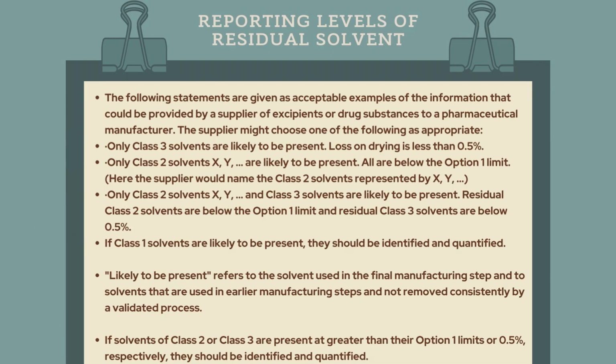If Class 1 solvents are likely to be present, they should be identified and quantified. Likely to be present refers to the solvent used in the final manufacturing step and to solvents that are used in earlier manufacturing steps and not removed consistently by a validated process. If solvents of Class 2 or Class 3 are present at greater than their Option 1 limits or 0.5% respectively, they should be identified and quantified.